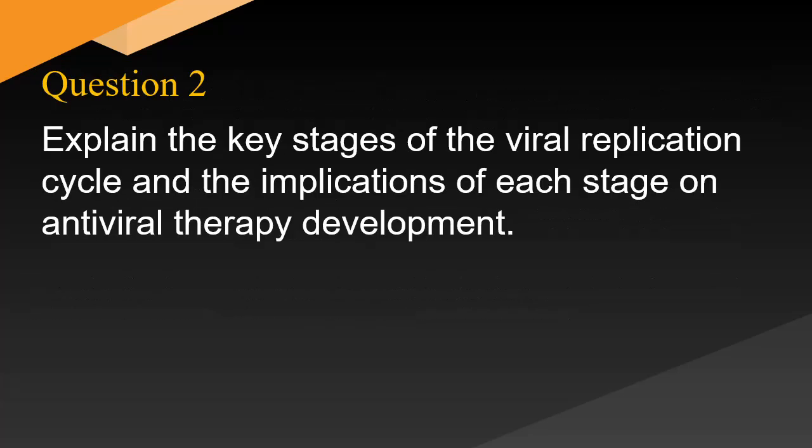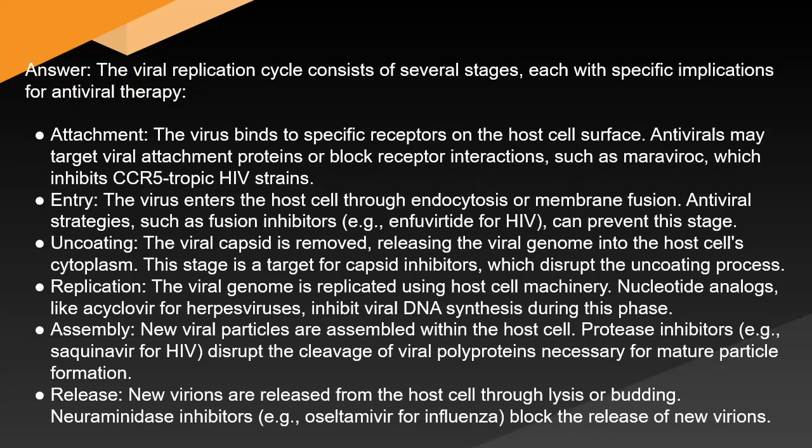Explain the key stages of the viral replication cycle and the implications of each stage on antiviral therapy development. Answer: the viral replication cycle consists of several stages, each with specific implications for antiviral therapy. Attachment: the virus binds to specific receptors on the host cell surface. Antivirals may target viral attachment proteins or block receptor interactions, such as maraviroc, which inhibits CCR5-tropic HIV strains.